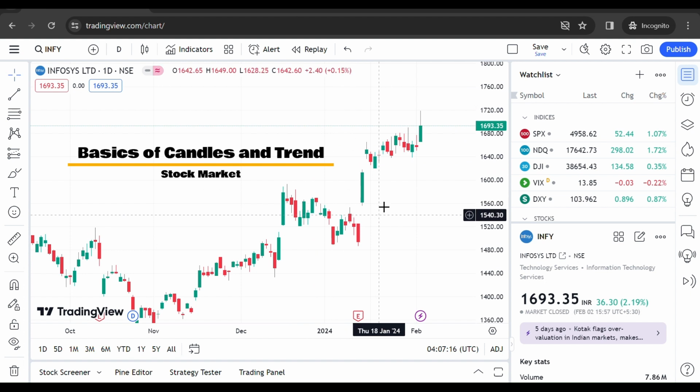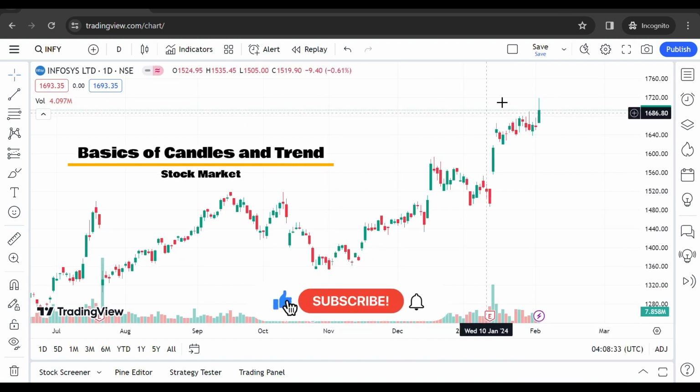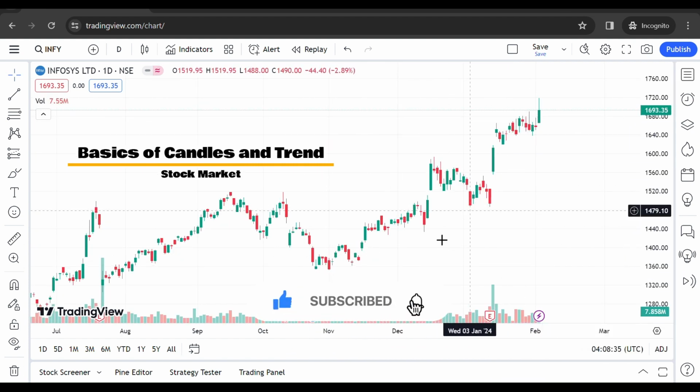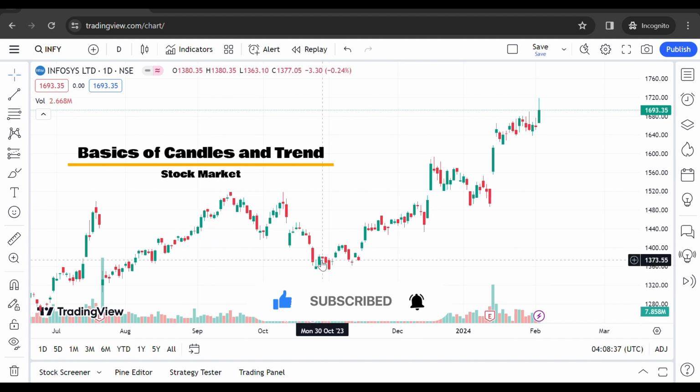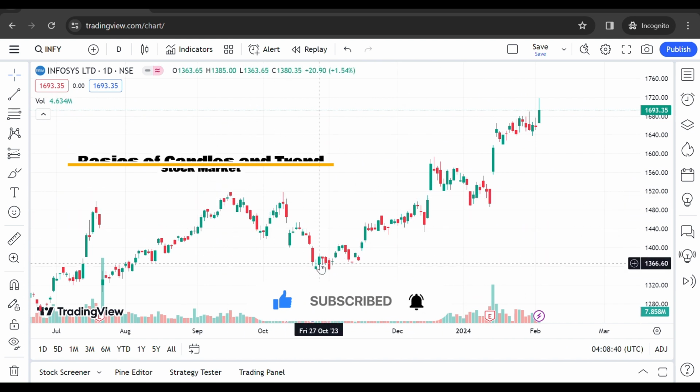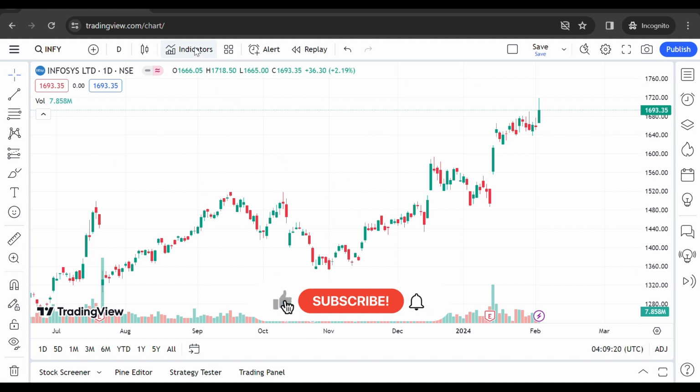For every bullish candle, price opens at a lowest point and closes at a highest point. And for every bearish candle, price opens at a highest point and closes at a lowest point. Also, as the stock moves higher, we call that a bullish trend, and as the stock moves lower, we call that a bearish trend. So now let's see our first indicator.